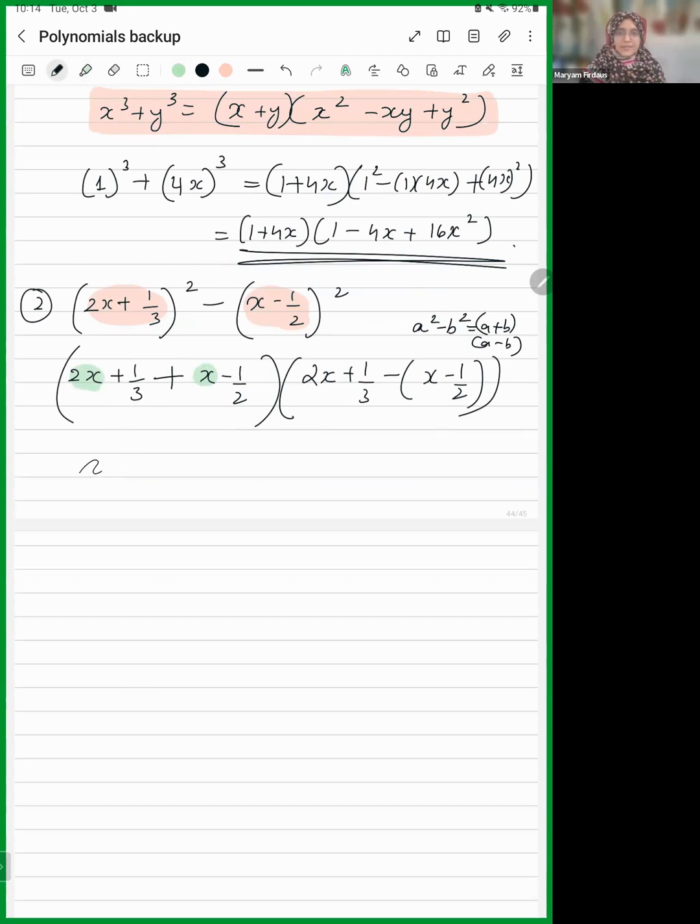This is what? 2x plus x, and that is 3x plus, now you have to solve this. 1 by 3 minus 1 by 2. It is going to be what? 2 by 6 minus 3 by 6. That is minus 1 by 6. And then 2x minus x is x plus 1 by 3 plus 1 by 2 is 5 by 6. So this is the final answer, okay?